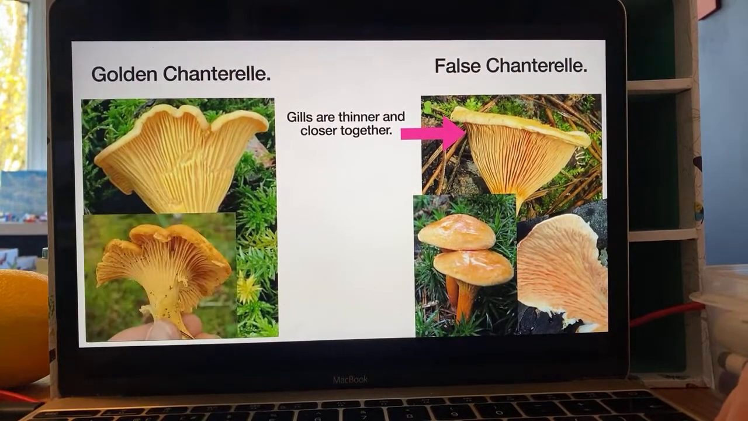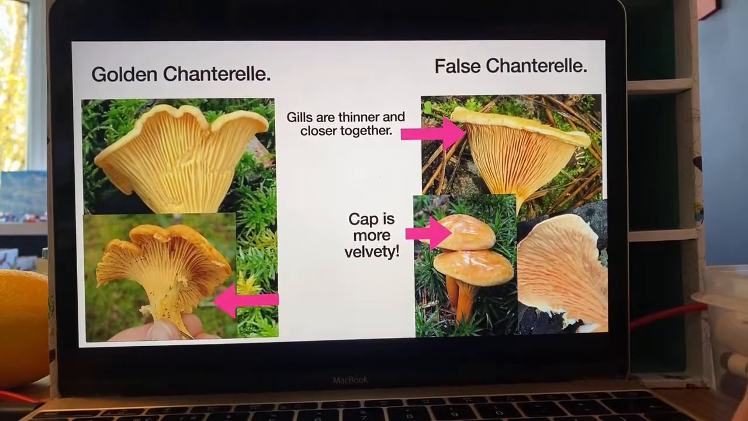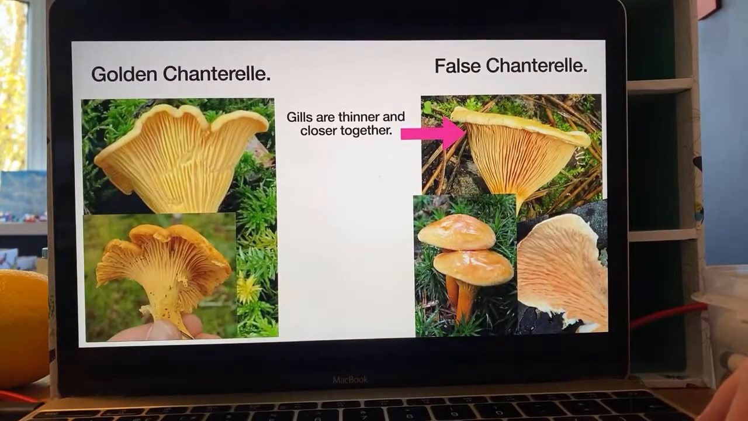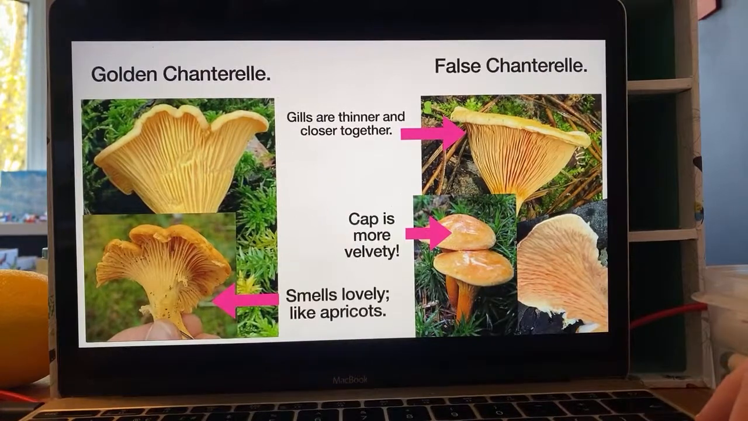Here's some more photos to try and help. The false Chanterelle, the cap is more velvety, so we're starting to get away from what they look like and starting to think about how they behave. If you stroke them, you can touch mushrooms without dying. That is possible. It's okay to give them a poke, wash your hands afterwards. Yeah, the cap on the false one is more velvety. The golden Chanterelle apparently smells lovely. Apparently it smells like apricot, so smell is another important factor. If you're identifying mushrooms, don't forget to give it a smell.